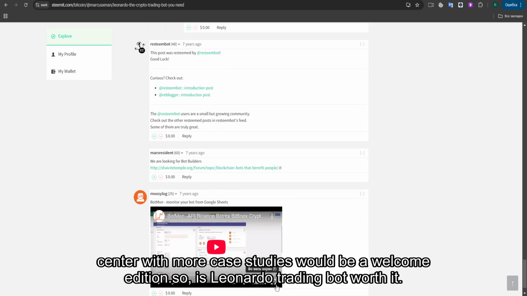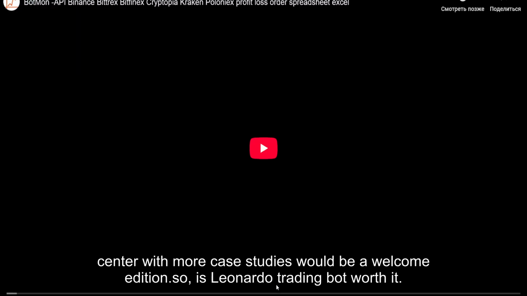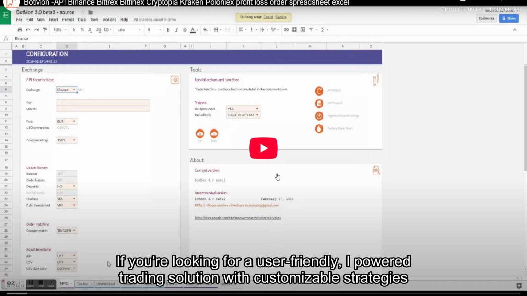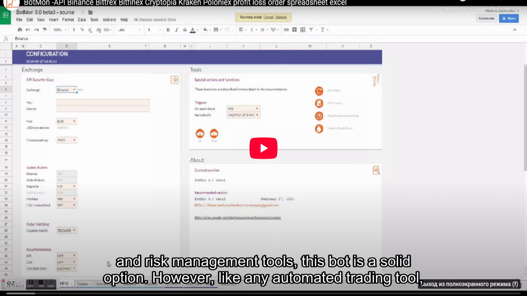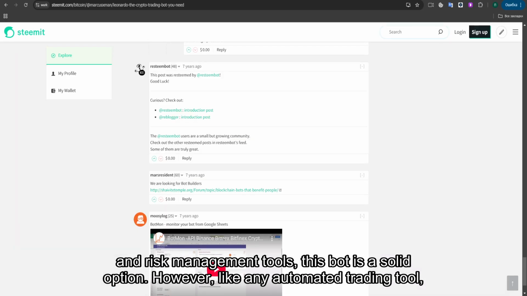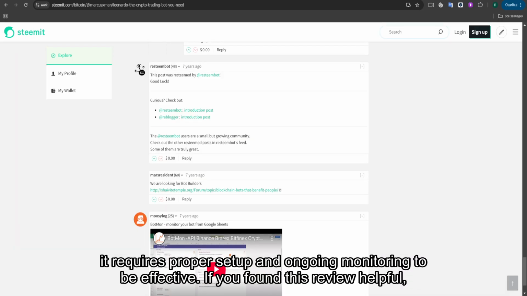So, is Leonardo Trading Bot worth it? If you're looking for a user-friendly, AI-powered trading solution with customizable strategies and risk management tools, this bot is a solid option. However, like any automated trading tool, it requires proper setup and ongoing monitoring to be effective.